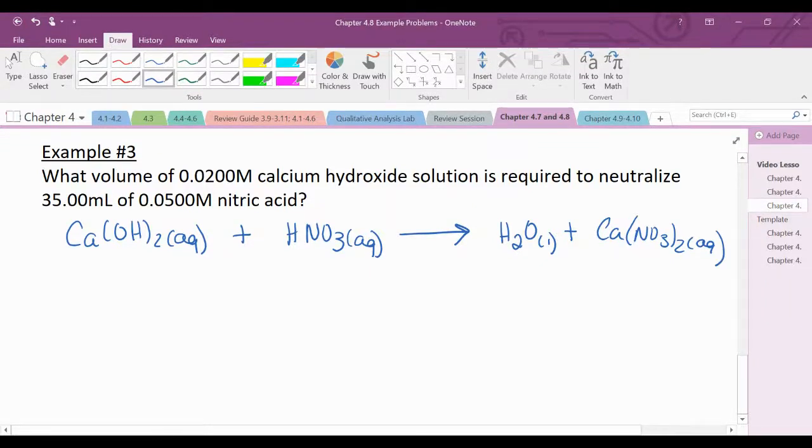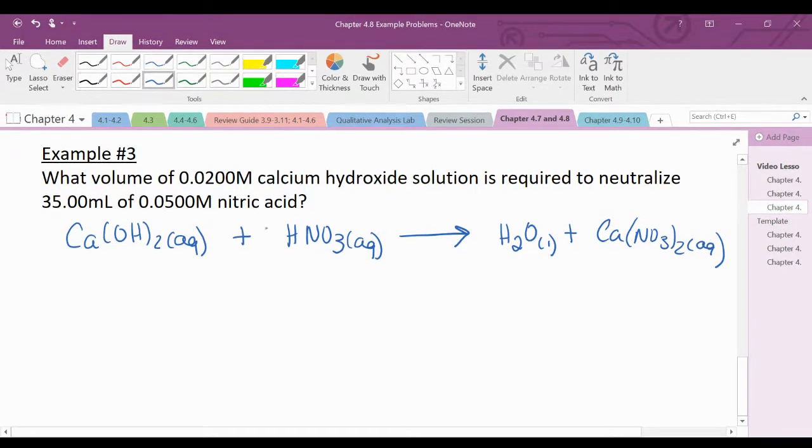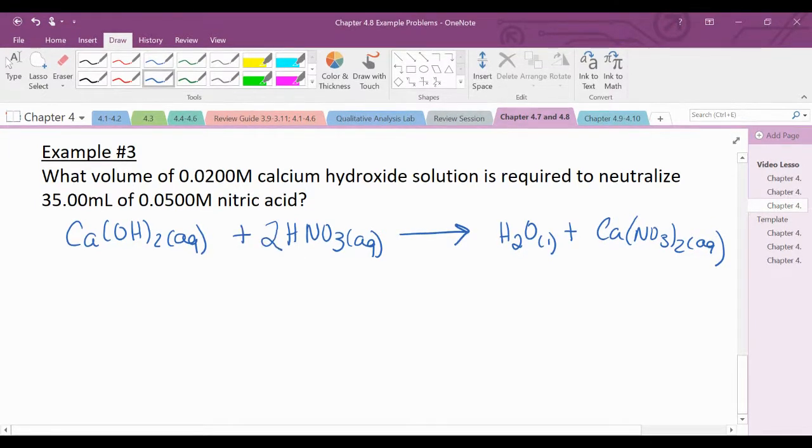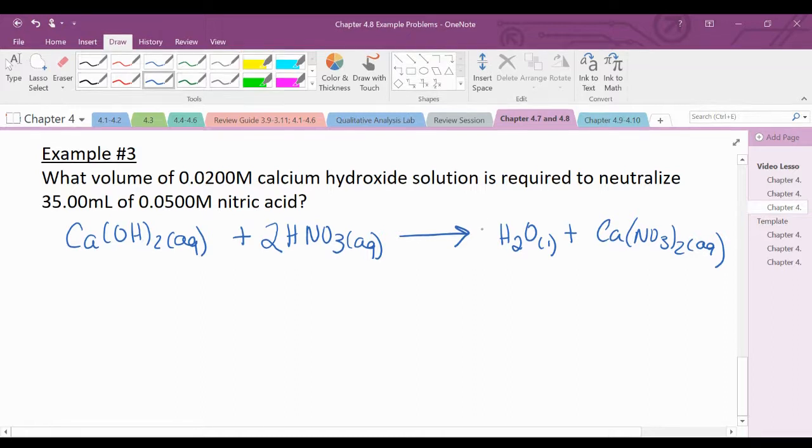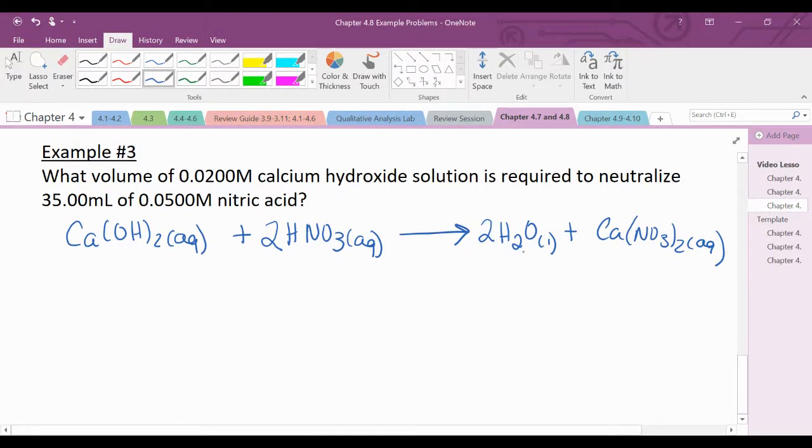So I do need to balance this. I have 2 nitrates on the product side. I have 1 on the reactant side, so I put a 2 here. Now I have 2 hydrogens and 2 hydroxides. So I have 2 hydrogens plus 2, that's 4 hydrogens. So if I put a 2 here, that gives me 4 hydrogens, and it balances my oxygens at 2. So if you notice, this is not a 1-to-1 mole ratio.